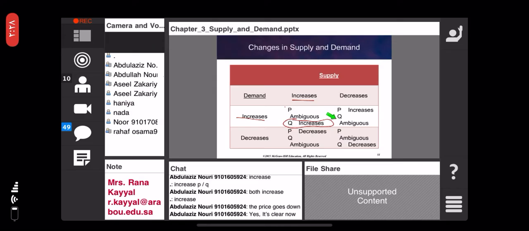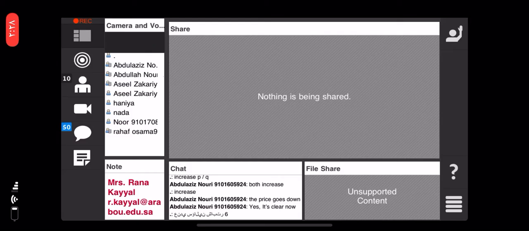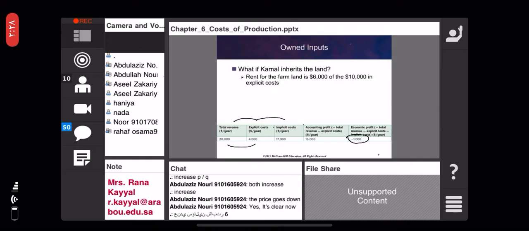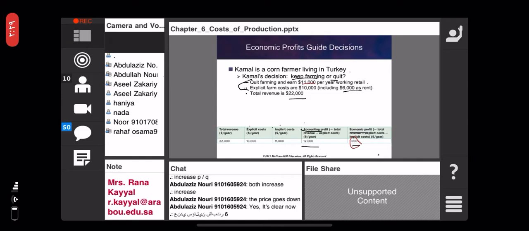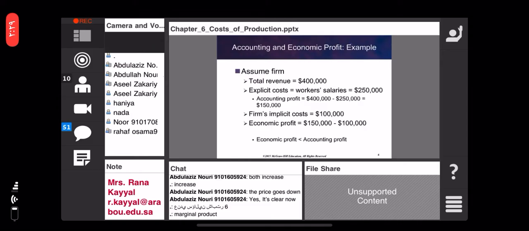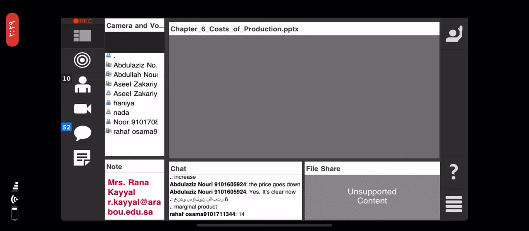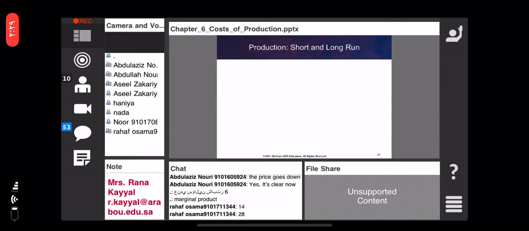Ahmad, is your question in chapter 3 or 6? Okay. Which part in chapter 6? Number, slide, or topic? Can you specify the slide? I don't think it's at the beginning, so. Okay, it's more. This one?